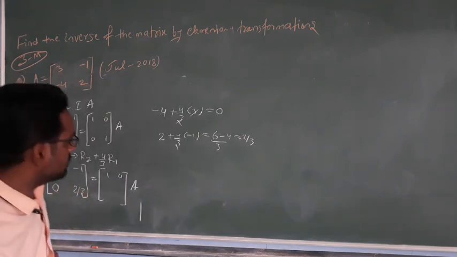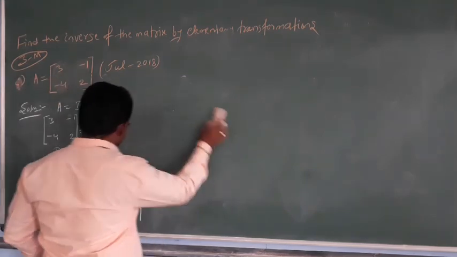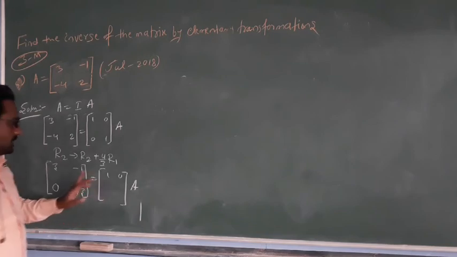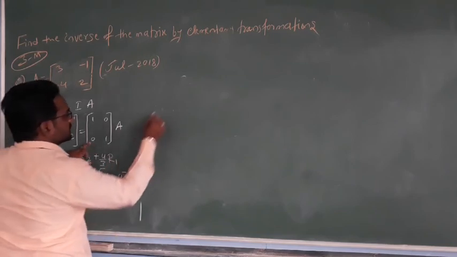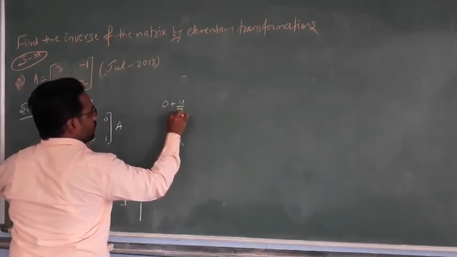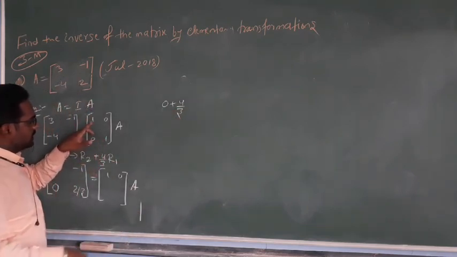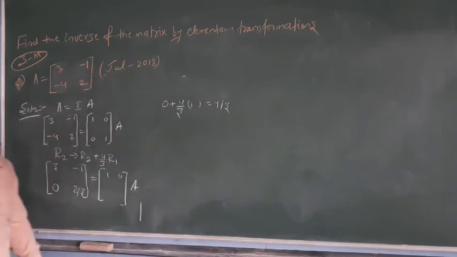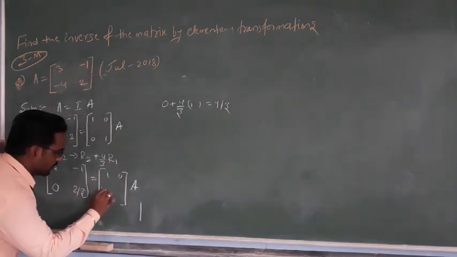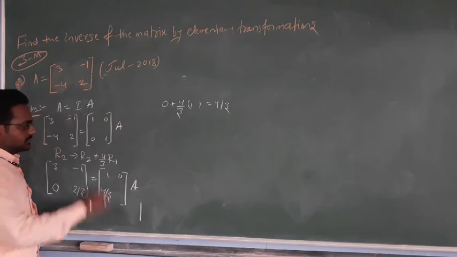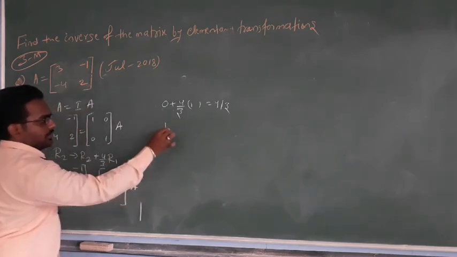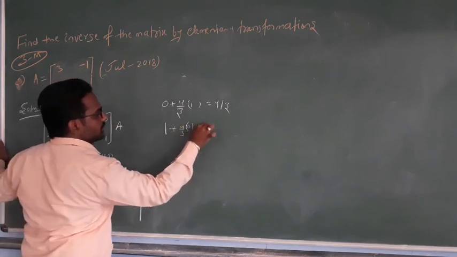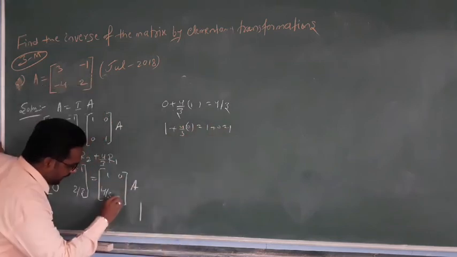The same operation you have to apply on the matrix which lies on the RHS. So that is R2 first element 0 plus 4 by 3 into R1, that is 1. So we get the 4 by 3 here. Okay, so it is 4 by 3. Next, R2 second element is 1 plus 4 by 3 into R1, that is 0. So we get 1 plus 0, it is 1.